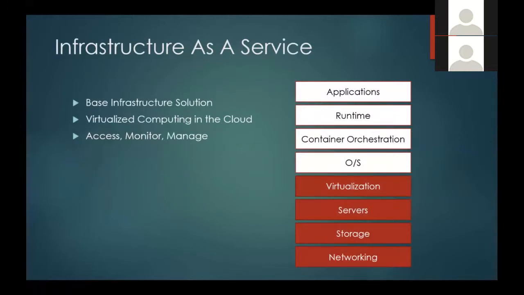So this is just a high-level view of what infrastructure as a service gave us. As you can see here, the virtualization, the servers, the storage, and networking. And then all the things in white on the graph are the things that we were still responsible for.